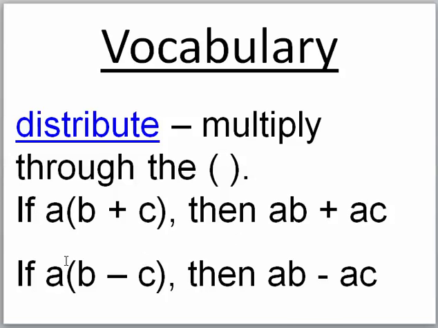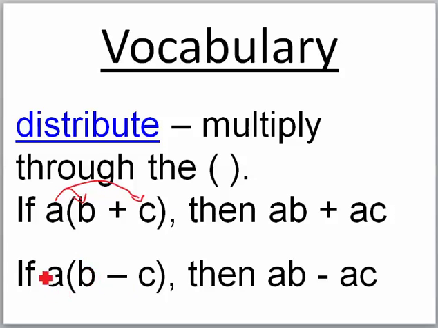So here I wrote it out with variables. If A times the quantity of B plus C, then I can do AB plus AC. So I just take this A and distribute it to the B and to the C, kind of like what we did with the exponents when we had power of powers, doing the same thing, but this time it's just with the variables. So I would multiply A times B, and then I would multiply A times C.